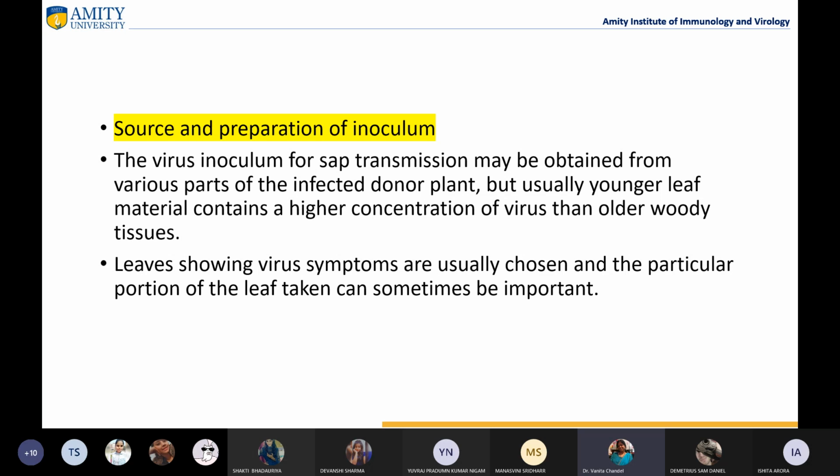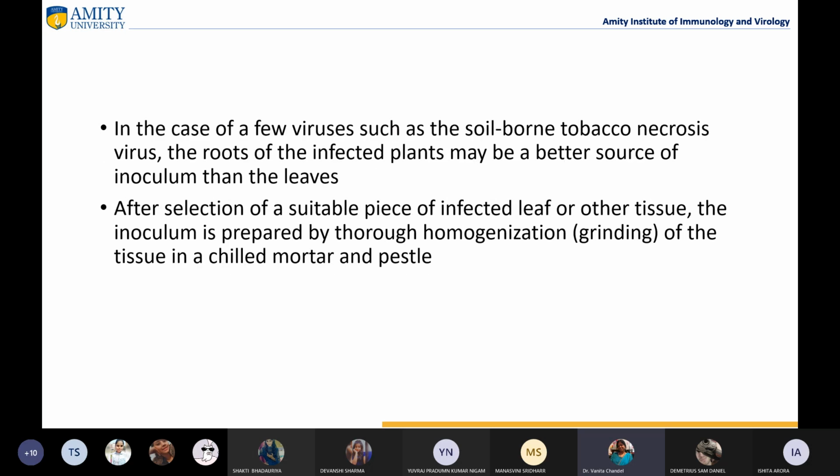There could be several reasons, because in the older leaves or older plants there are secondary metabolites being formed. Certain compounds, phenolics or other compounds, are formed due to which the virus concentration becomes less. So leaves which are showing virus symptoms are usually chosen, and then a particular portion of the leaf is taken. It depends upon the different viruses. If the virus concentration is more in the root part, then we take the root part also for preparing virus inoculum.